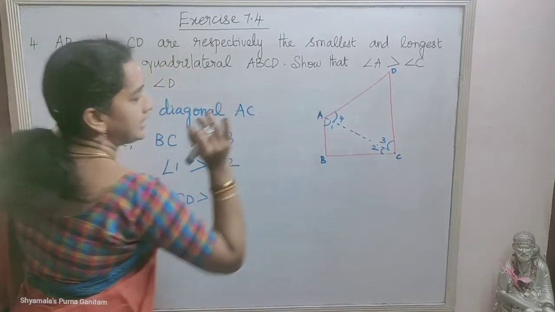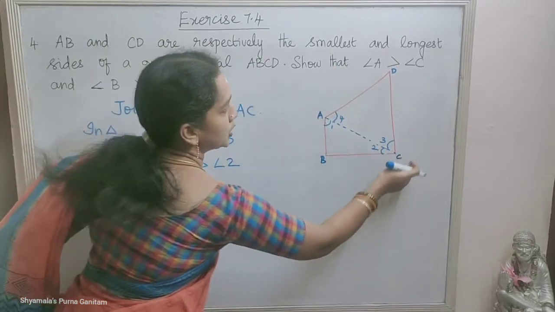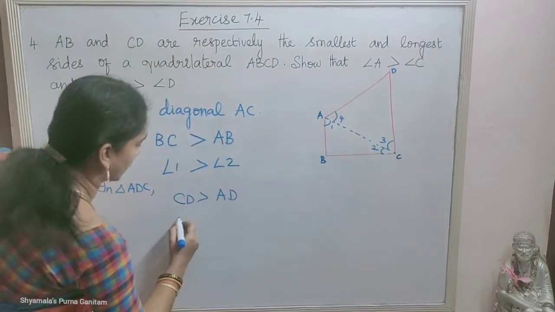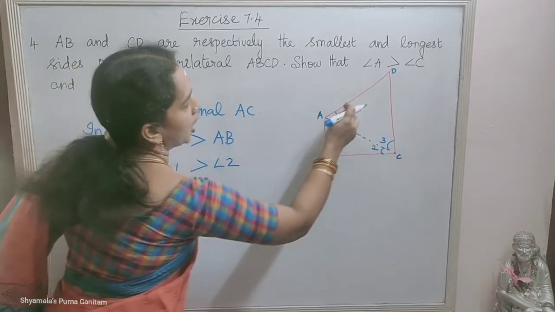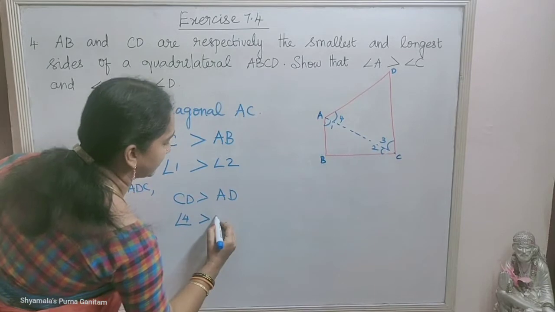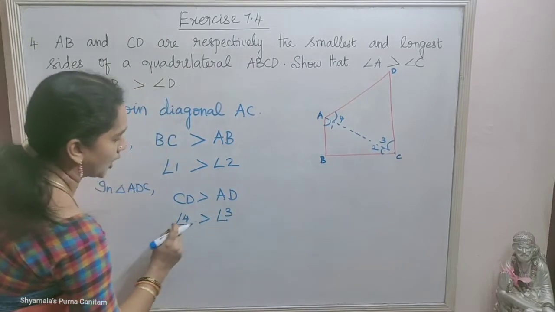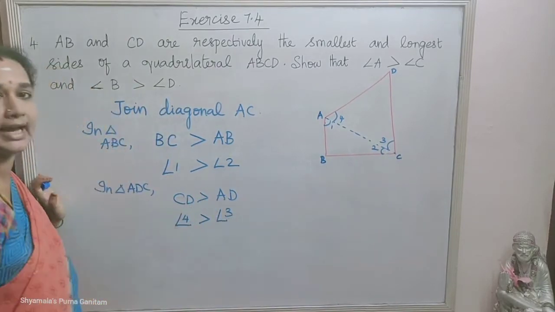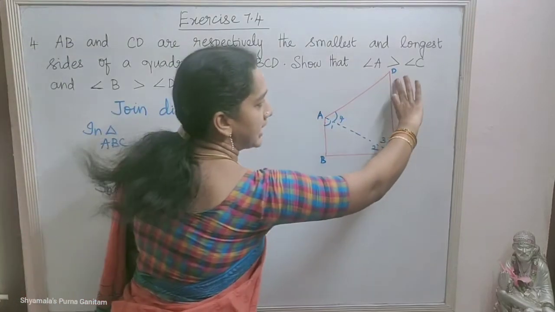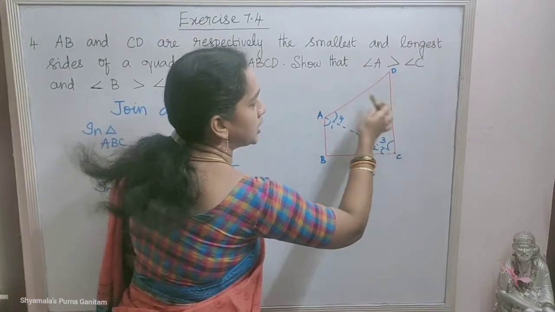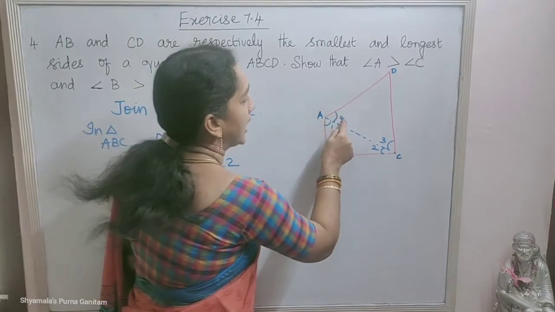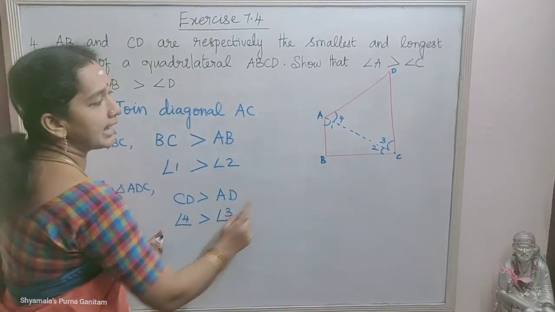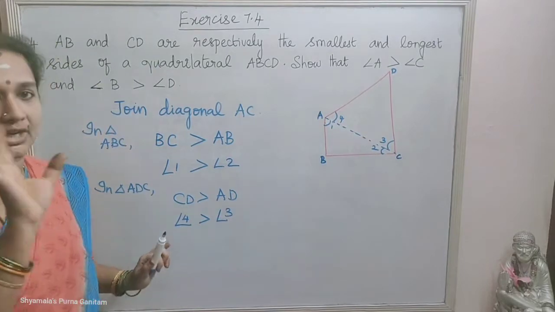CD is greater than AD. So, opposite to CD is angle 4, and opposite to AD is angle 3. So, angle 4 is greater than angle 3. Since CD is the longest side, opposite to that longest side will be the largest angle. So, angle 4 is larger than angle 3.